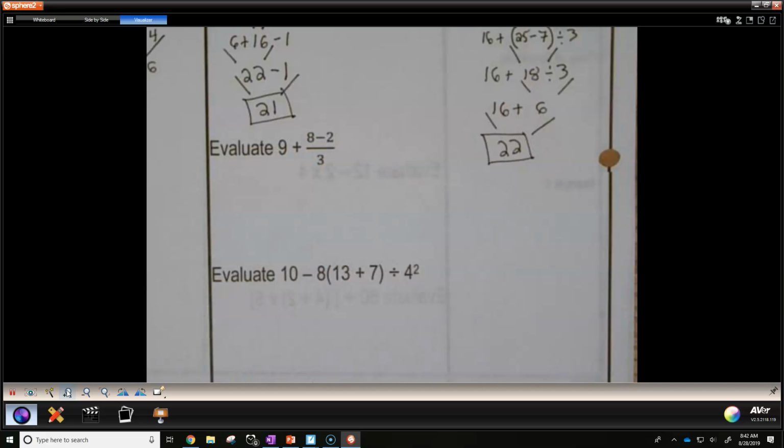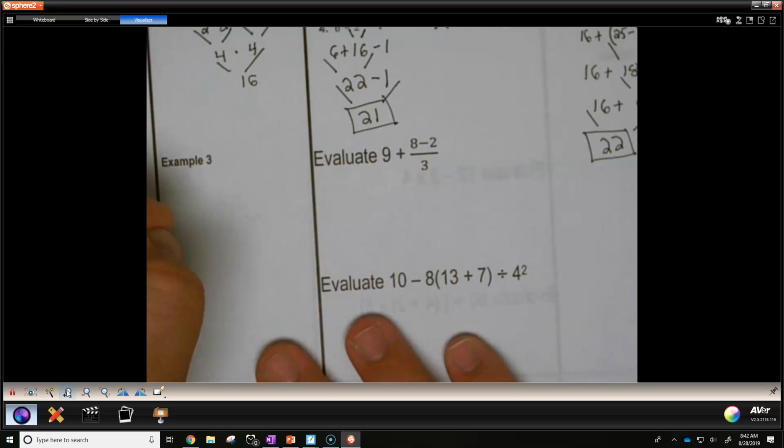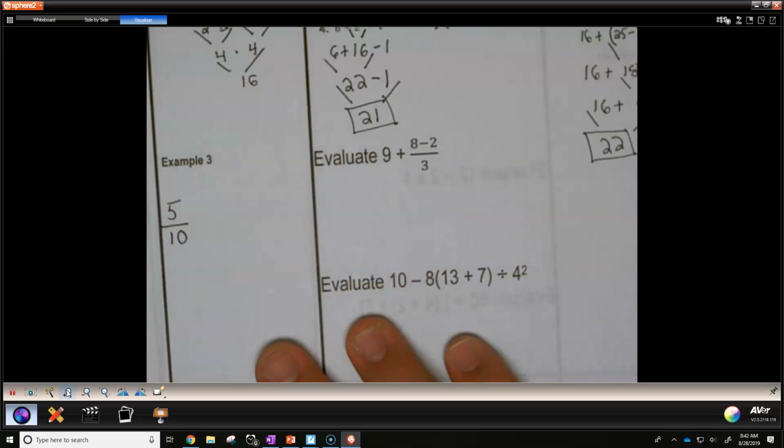A fraction, if I have 5 over 10. I'm going to draw an example over here. Put this in your notes if you would. 5 over 10 as a fraction.